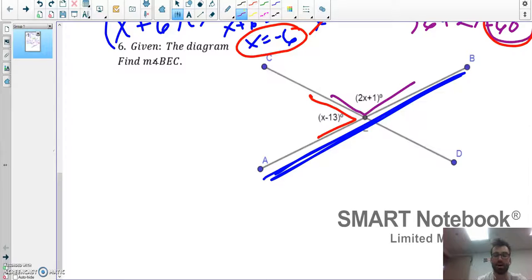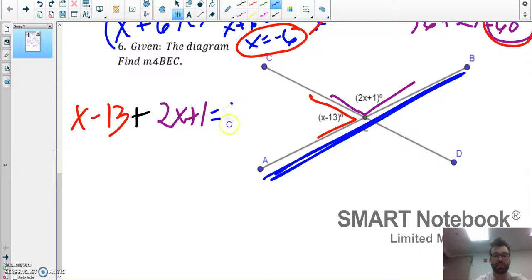So I'm going to add these two angles together, x minus 13 plus 2x plus 1, and set it equal to 180. Okay, holy buckets. All right, let's try that again.